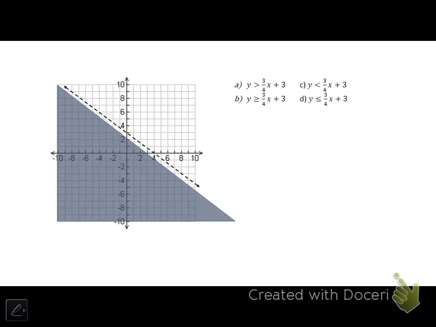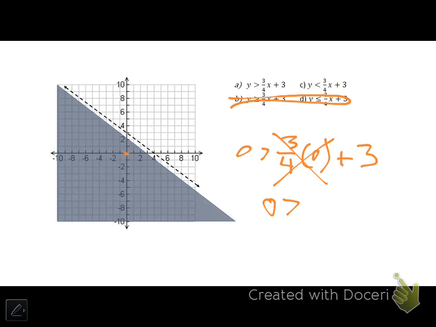Okay, so this is a dashed line, so I can automatically eliminate these two. And we can plug in 0, 0 because it's in my shaded region. So 0 is greater than 3/4 times 0 plus 3. Those cancel because anything times 0 is 0. 0 is not greater than 3, so there's my answer. I picked the other one.